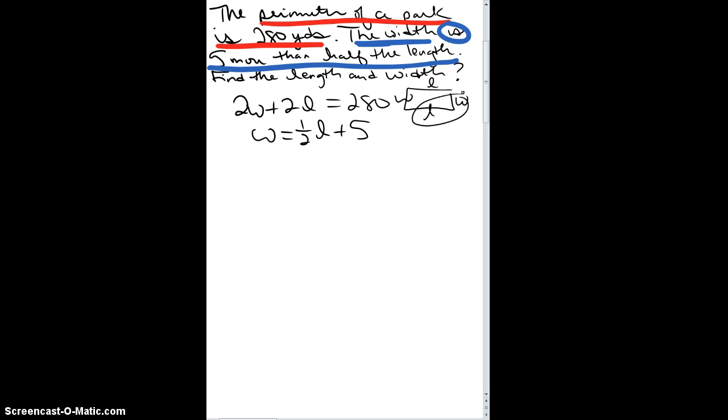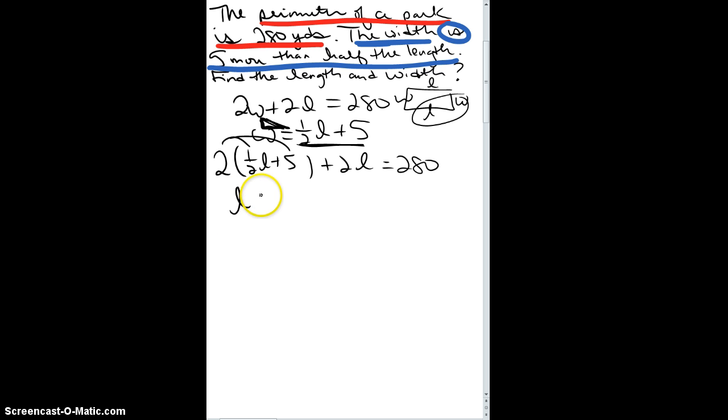Again, this is perfect for substitution because the width is the same in both, so I'm going to use substitution. I have 2 times, and I need parentheses because I'm substituting in a two-part thing there, plus 2L equals 280, right? Now I need the distributive property. Half of 2 is 1. I'm not going to write it, but I could. And 2 times 5 is 10.